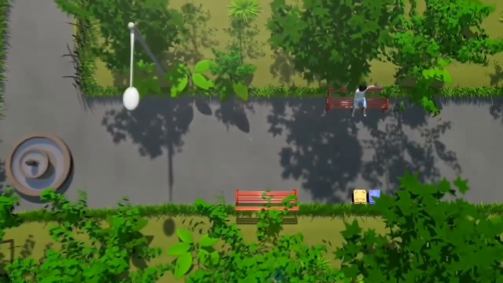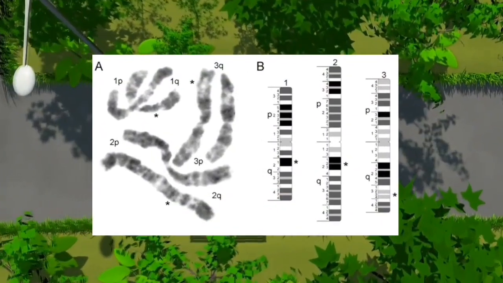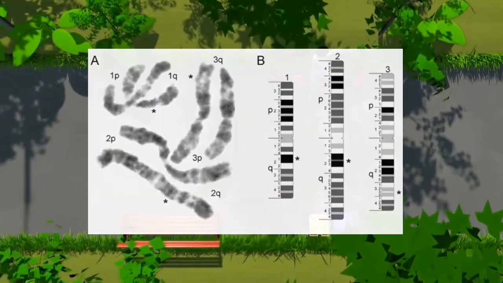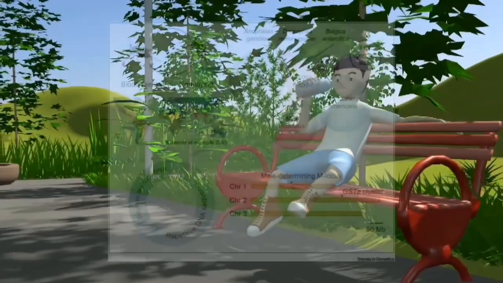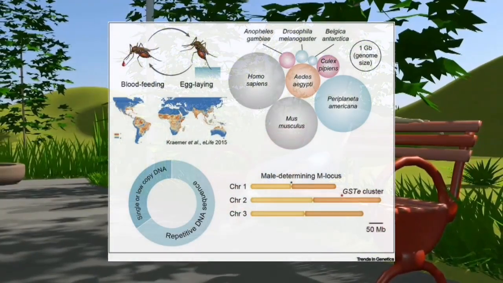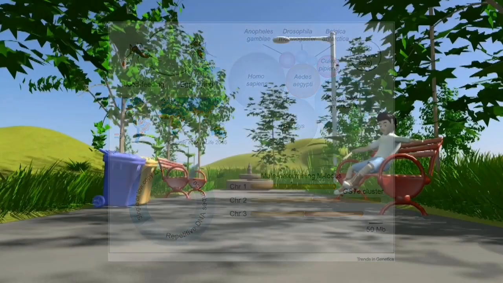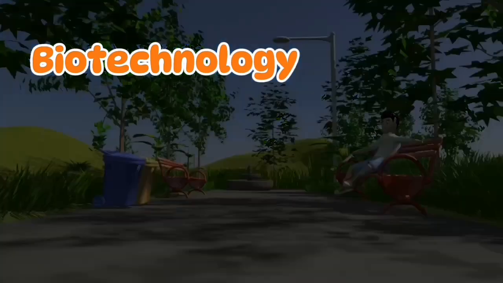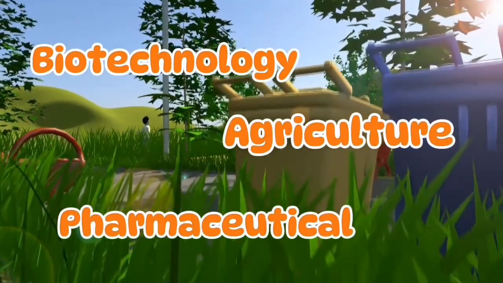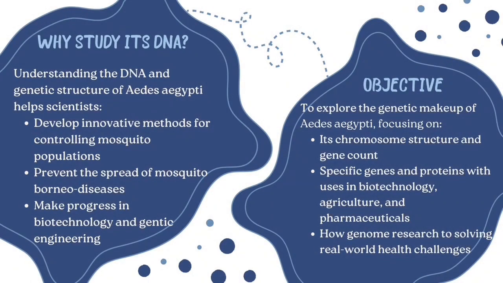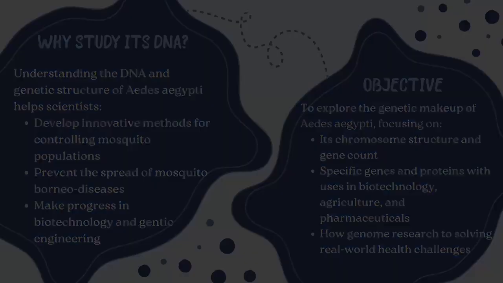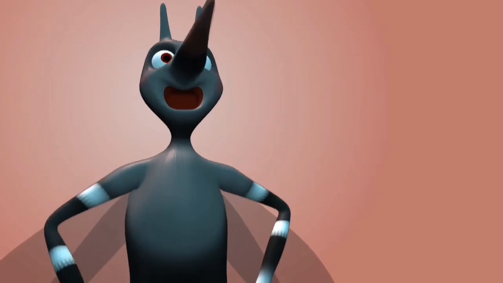In this presentation, we will walk you through the chromosomal structure of Aedes aegypti, the number of genes it carries, and some specific genes and proteins that have been studied and are now used in biotechnology, agriculture, and even the pharmaceutical industry. Through this case study, we will explore how molecular biology can be applied to solve real-world health problems and how far we have come by studying the genome of this small but powerful insect.